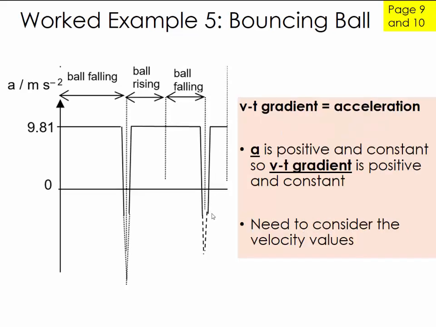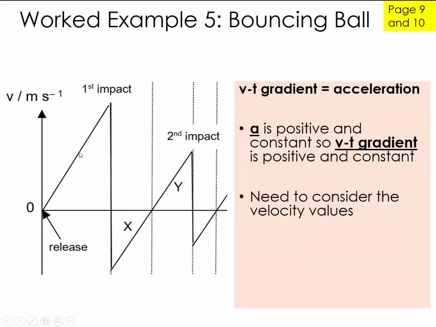Right? So the v-t graph gradient is acceleration, and since acceleration is positive and constant, mostly except for this point, we can sketch the velocity-time graph. So here the gradient should be 9.81. Gradient is positive because a is positive. During impact, the gradient is very large, almost infinite, and it is a negative gradient because a is negative at this point. Then you get a positive gradient again.